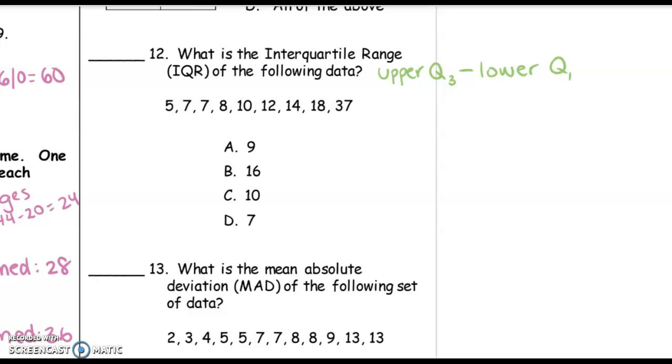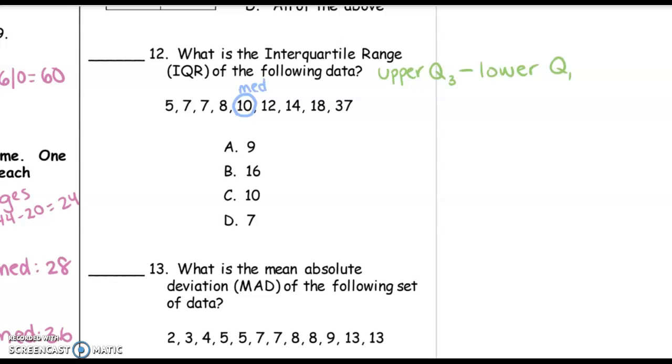Oh wait, this was nice. They are listed from least to greatest. So I'm going to find the median. 1, 2, 3, 4, 5, 6, 7, 8, 9 data values. So the 5th data value should be my median, because that gives me 1, 2, 3, 4 on each side. So that's the median.